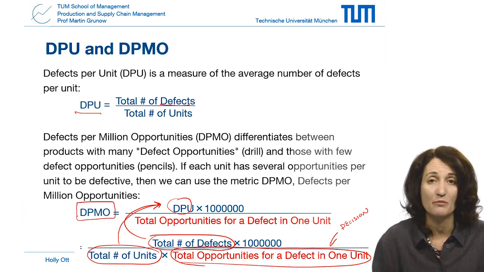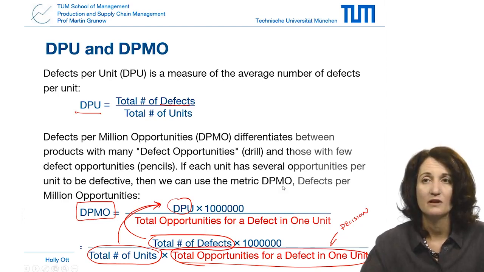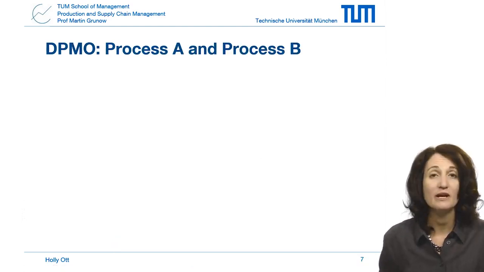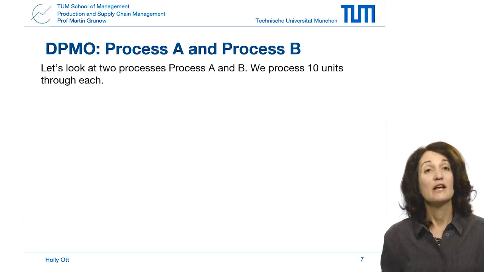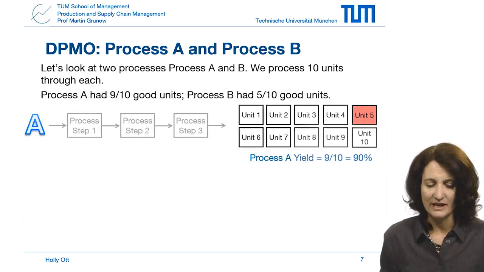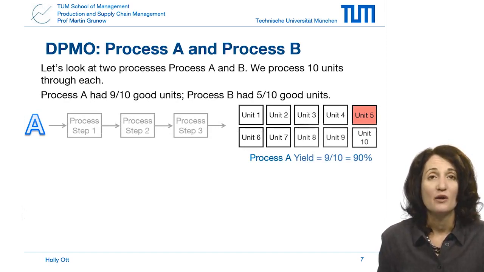We're going to look at an example of this. You are influencing the numbers here. So here we have two processes, process A and process B, and we're going to process 10 units through each. So here we see process A with 3 steps, and Unit 5 comes out bad, so we have a process yield of 9/10 or 90%.